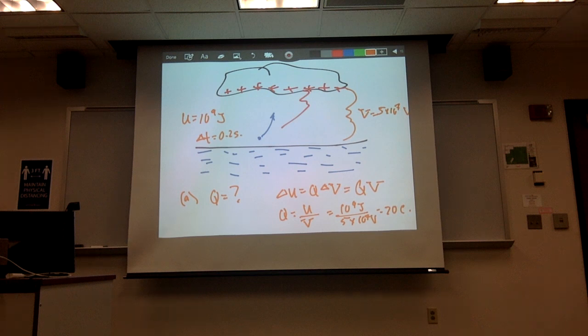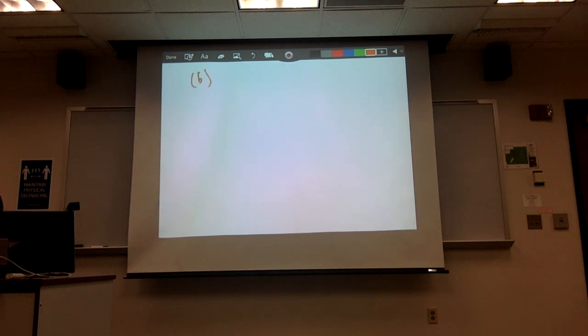Okay? Part B says the current in the bolt. So for part B, we want to know what's the current. Well, we know the current is simply equal to the change in charge divided by the change in time, which in this case is the total charge divided by the change in time. So here I had 20 coulombs of charge divided by 0.2 seconds, which means I have 100 amps of current. And as we previously discussed, 100 amps of current is enough to kill a person. So if you're struck by lightning, odds are you're going to die.